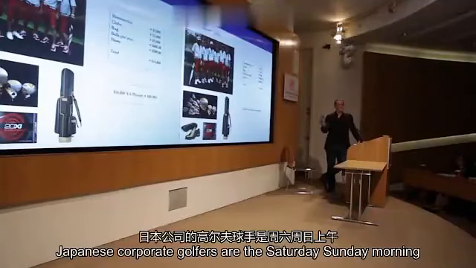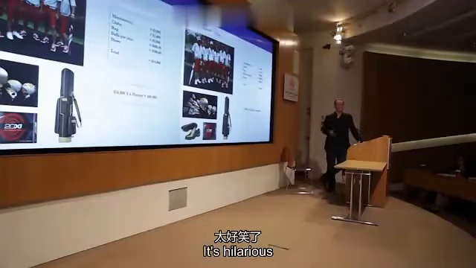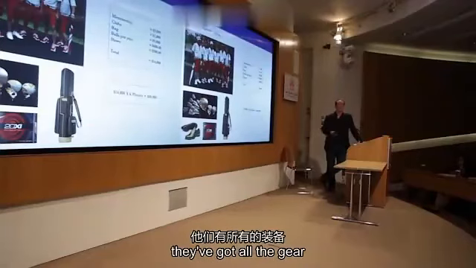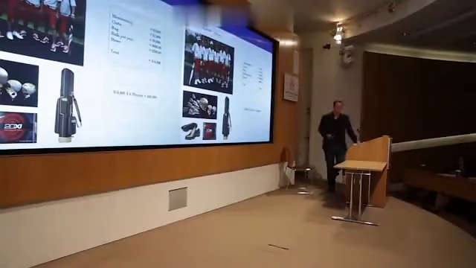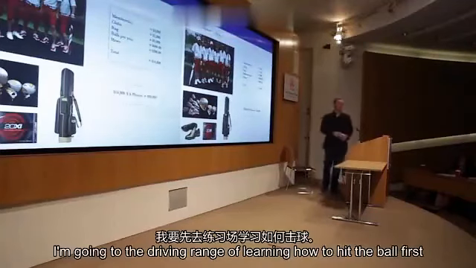Honestly, Japanese corporate golfers, on a Saturday, Sunday morning, you see them all over the place. It's hilarious. They've got all the gear, but they just can't play. What you're better off doing is actually just having a 7-iron, one club, and going to the driving range and learning how to hit the ball first.